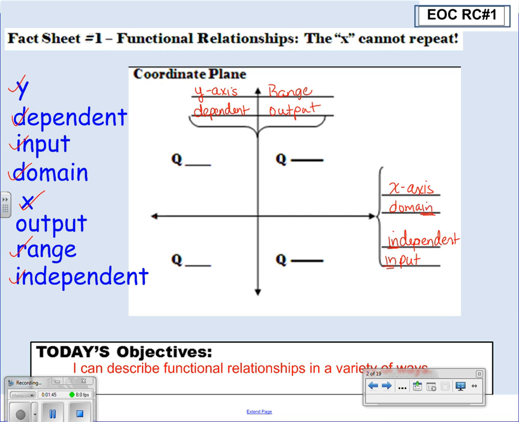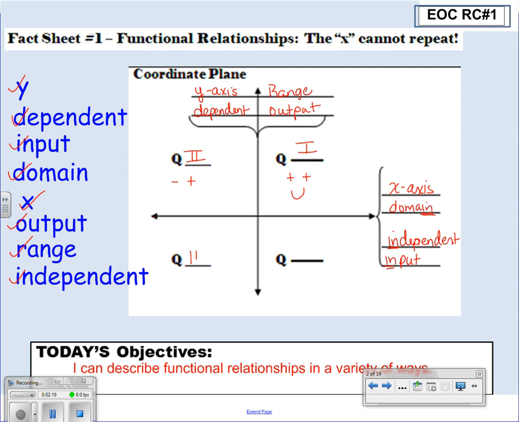Yes, we have already done this. We are reviewing. We're going to review everything we've done from day one, because that is what is covered on your end of course exam. So the last thing is to name the quadrants. Remember, you start in the first quadrant, which is the top right quadrant. Everything in this quadrant, your x and your y values are positive. Makes us happy. Second quadrant, we go to the left. Sorry, x coordinate is negative, y coordinate is positive.